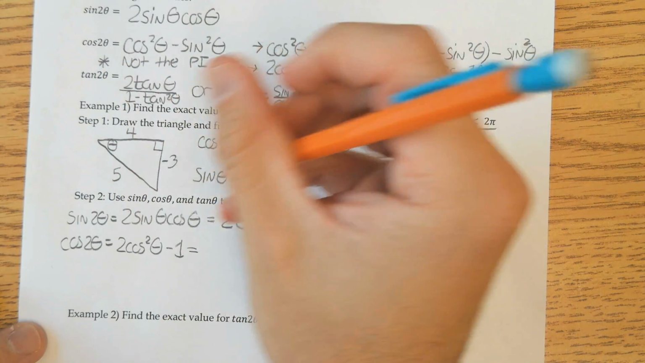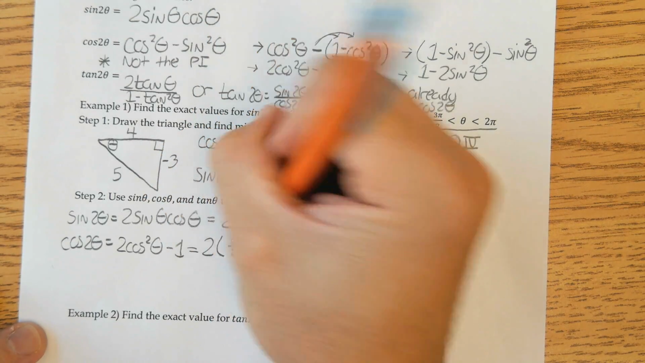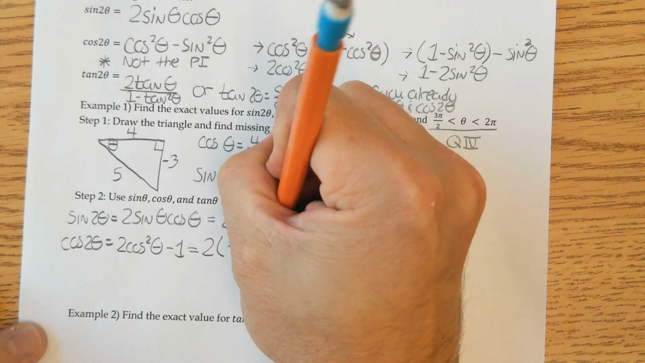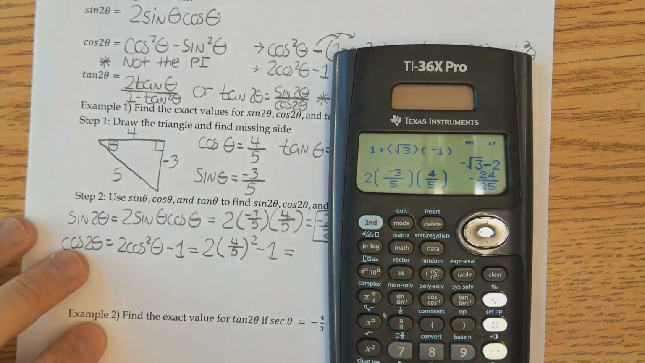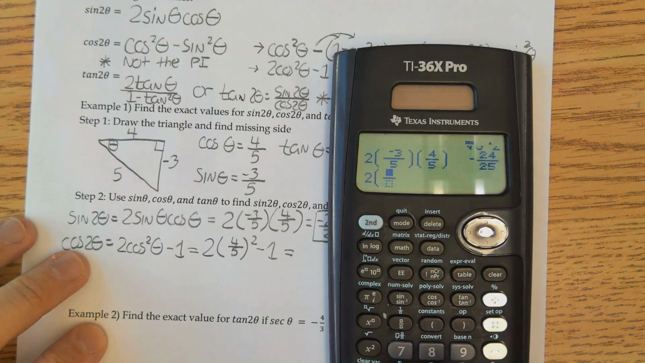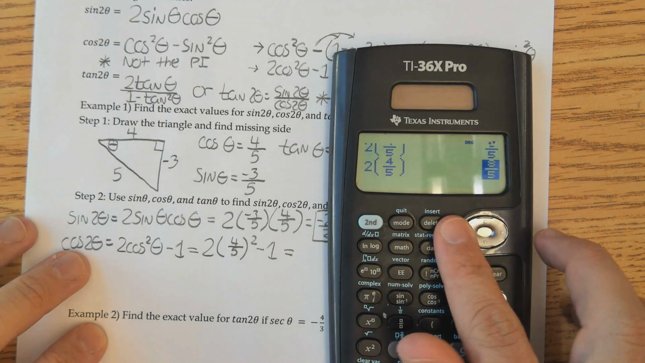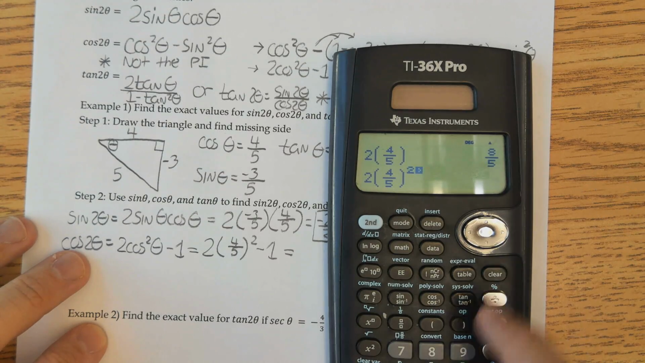So let's go ahead here now. Wherever we see a cosine of theta, we're going to plug in 4/5. So it's going to be 2, open parentheses, 4/5, raise that to the second power because we're dealing with cosine squared theta now. First time we've had to do that. Subtract 1. Okay? And now we're going to put that into the calculator as we see it. So 2, parentheses, fraction button, 4/5, close parentheses. Hit the exponent button, 2, scroll down, -1, hit enter, and if you did that correctly, you should get 7/25.